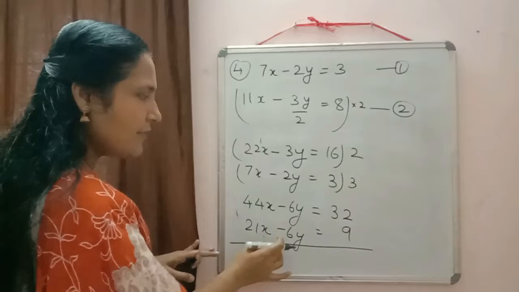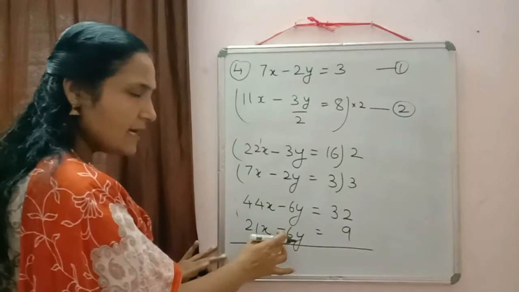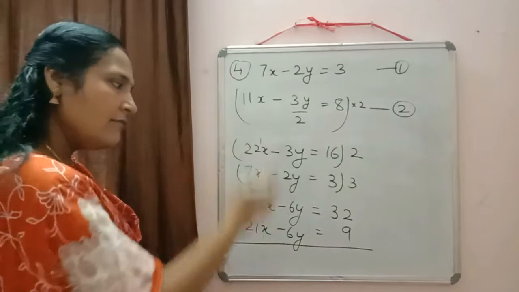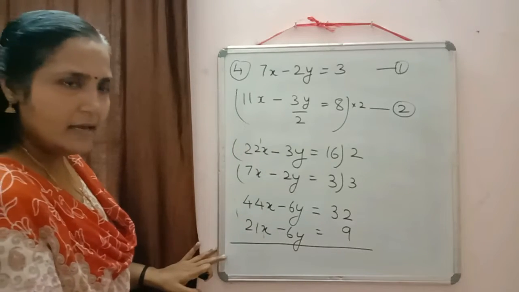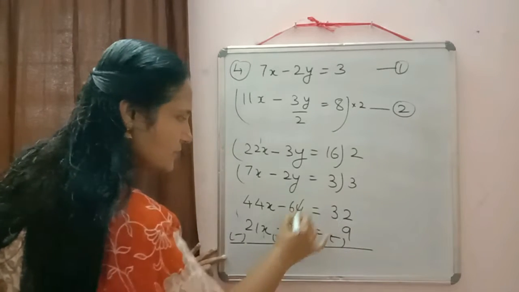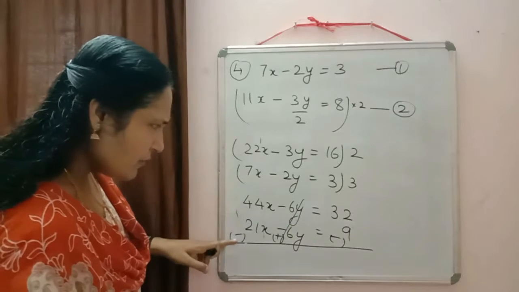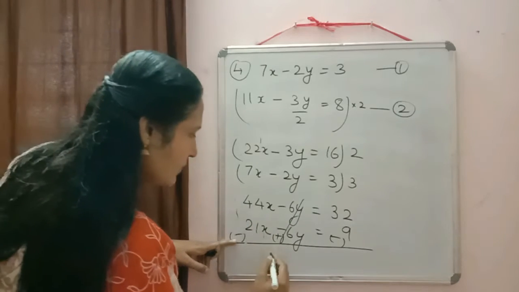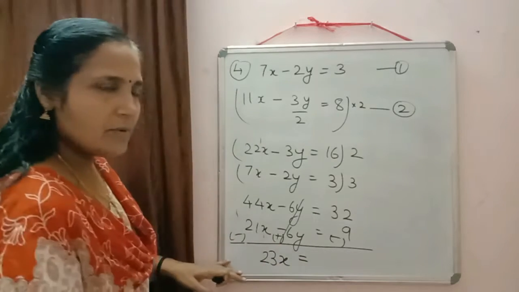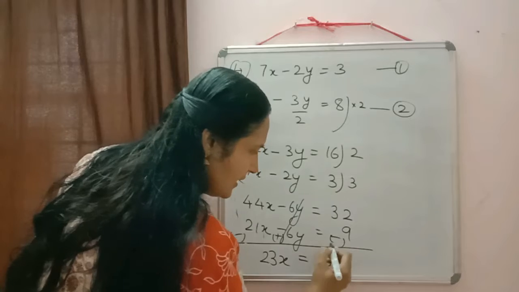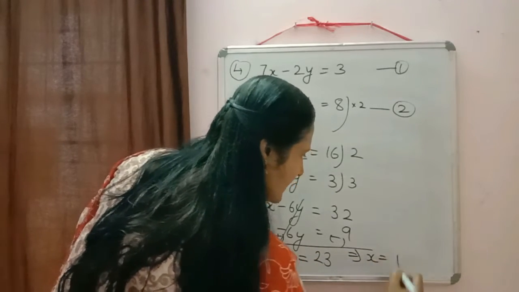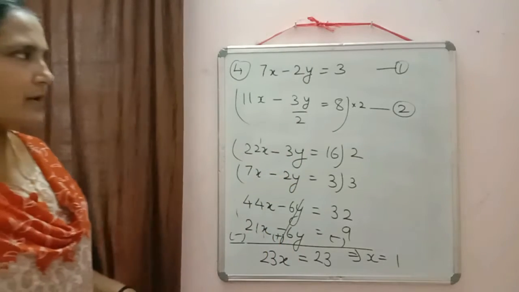If the sign is different, if here it is minus 6y and here we are getting plus 6y, then it is not necessary that we have to do subtraction only. We can do addition also to eliminate the variable. Minus minus minus, so this will get cancelled. 44 minus 21, so it will be equal to 23x. 32 minus 9 is 23. So 23x is equal to 23. So we are getting x is equal to 1.